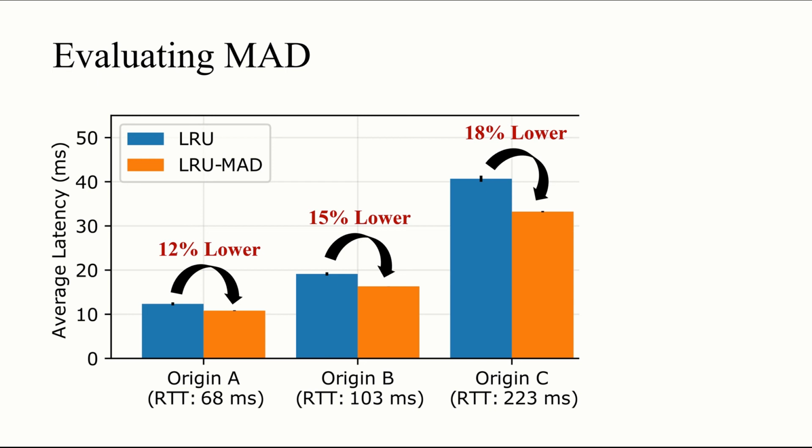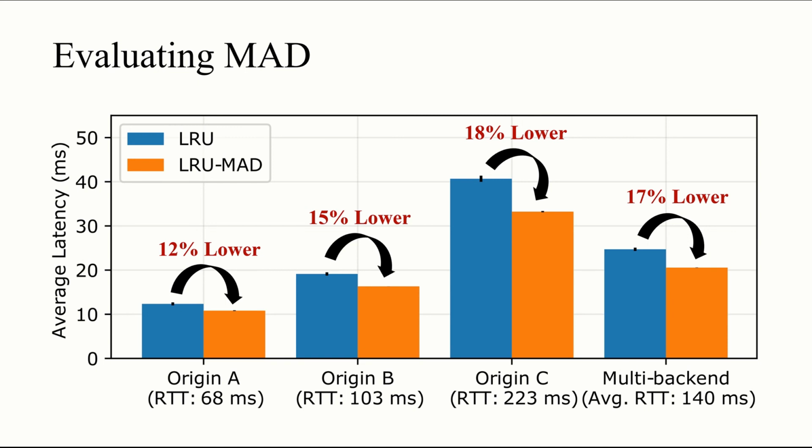Here's an interesting question. What happens when multiple non-uniform backing store latencies are involved? That is, different objects experience different miss latencies. To answer this, we distributed our objects uniformly among the 3 origins and reran our experiments. The bars labeled multi-backend represent this scenario. Despite the fact that this differs significantly from our theoretical formulation, MAD generalizes to this scenario as well, yielding a latency improvement of 17% over LRU.